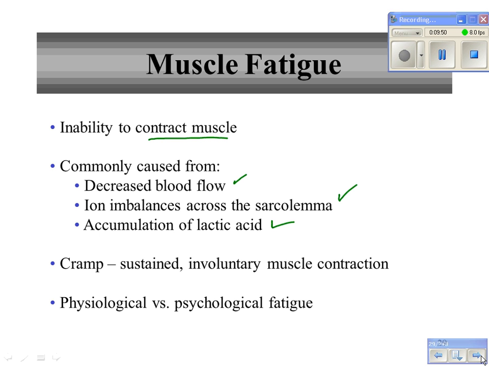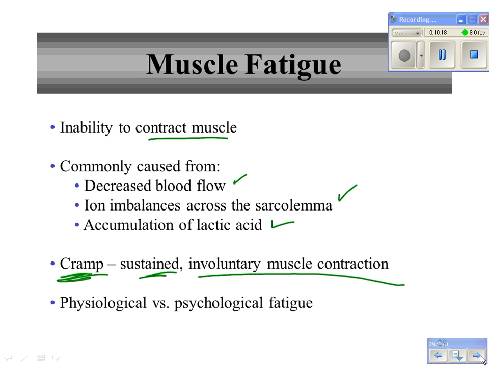Or if there's too much lactic acid, and that happens in the sprinting or in a weight room type workout because it's not an aerobic type exercise. So you get a whole bunch of lactic acid, and that lactic acid just causes your muscle to cramp up and shut down. It's not going to contract anymore because it's cramped. It's going to involuntarily contract and stay contracted. So that would be a cramp. It's going to be a sustained contraction.